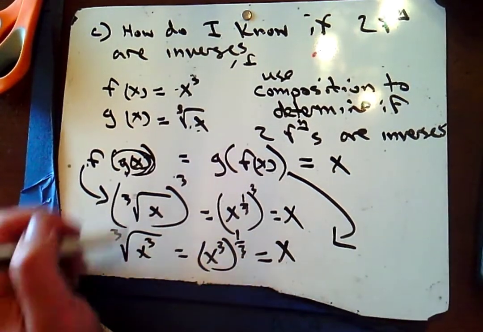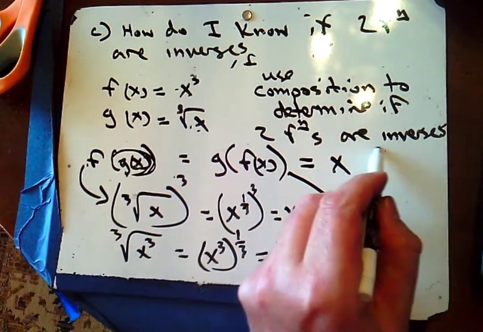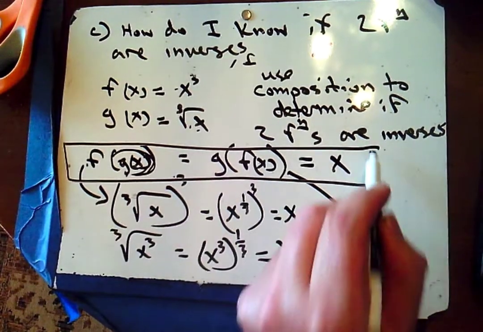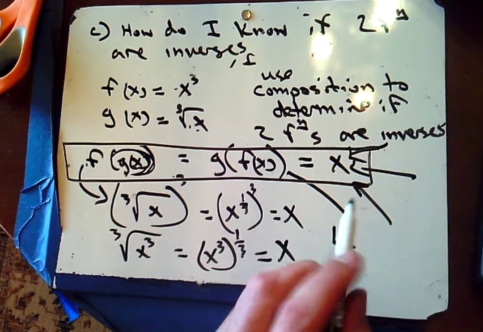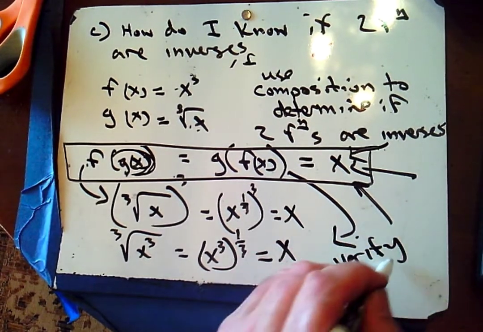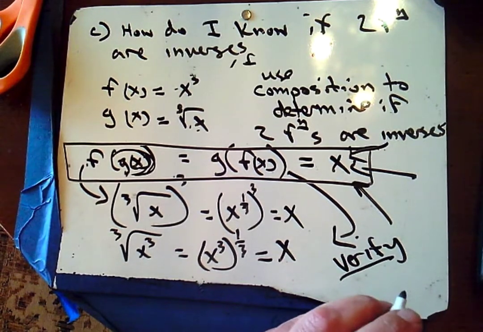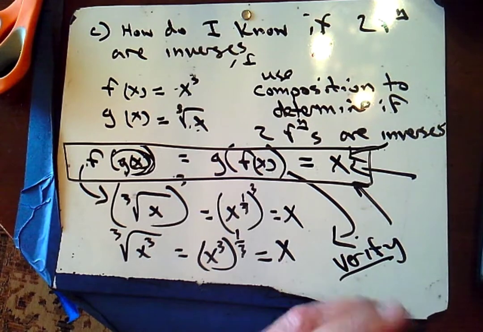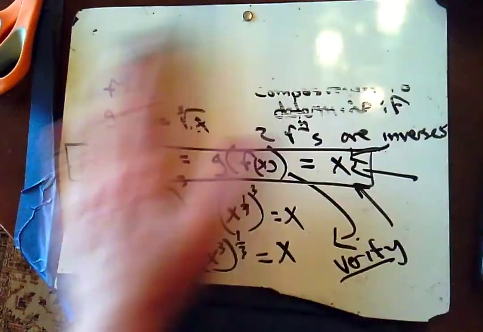I have to do both compositions. I can't just do one. And when I do both compositions, they must equal x. This is called, and you'll see this word a lot, verify. The language in the homework problems or the test problem would be verify that these two functions are inverses of each other. Okay? All right, so let's take a look at this.